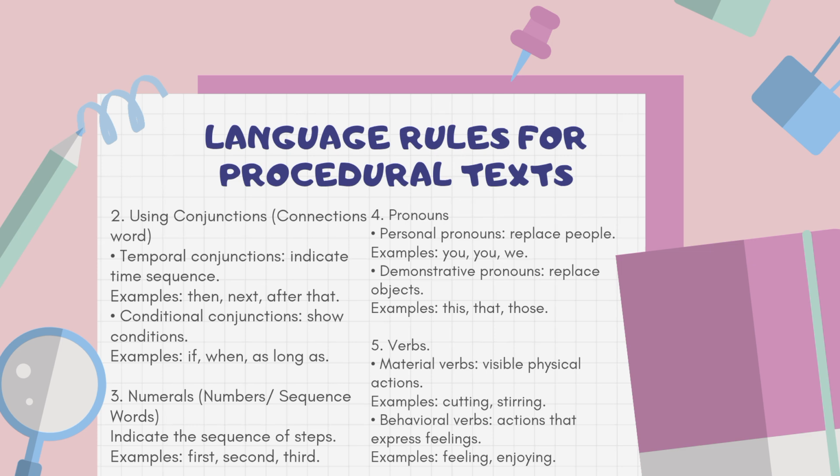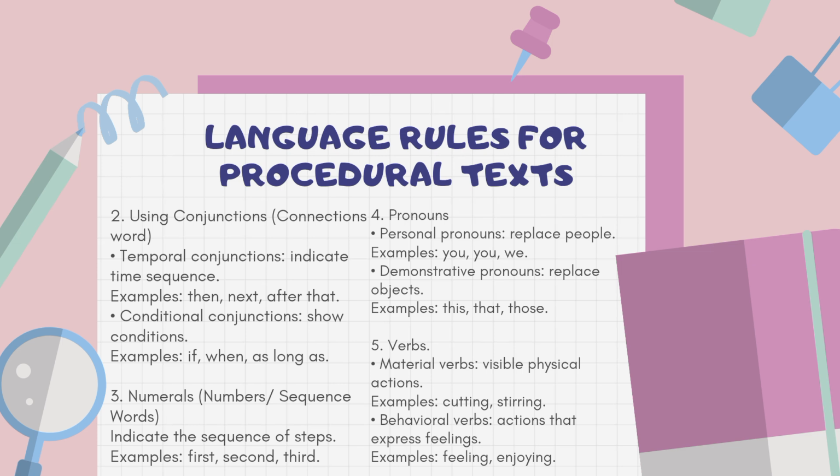The second one is using conjunction or connection words. In this text, they use 2 types of conjunction or connection words. First is temporal conjunction to indicate time sequence. For example, then, next, after that. And the second one is conditional conjunction to show conditions. For example, if, when, and as long as. The third is they use numerals, numbers, or sequence words to indicate the sequence of steps, like first, second, third, like that.